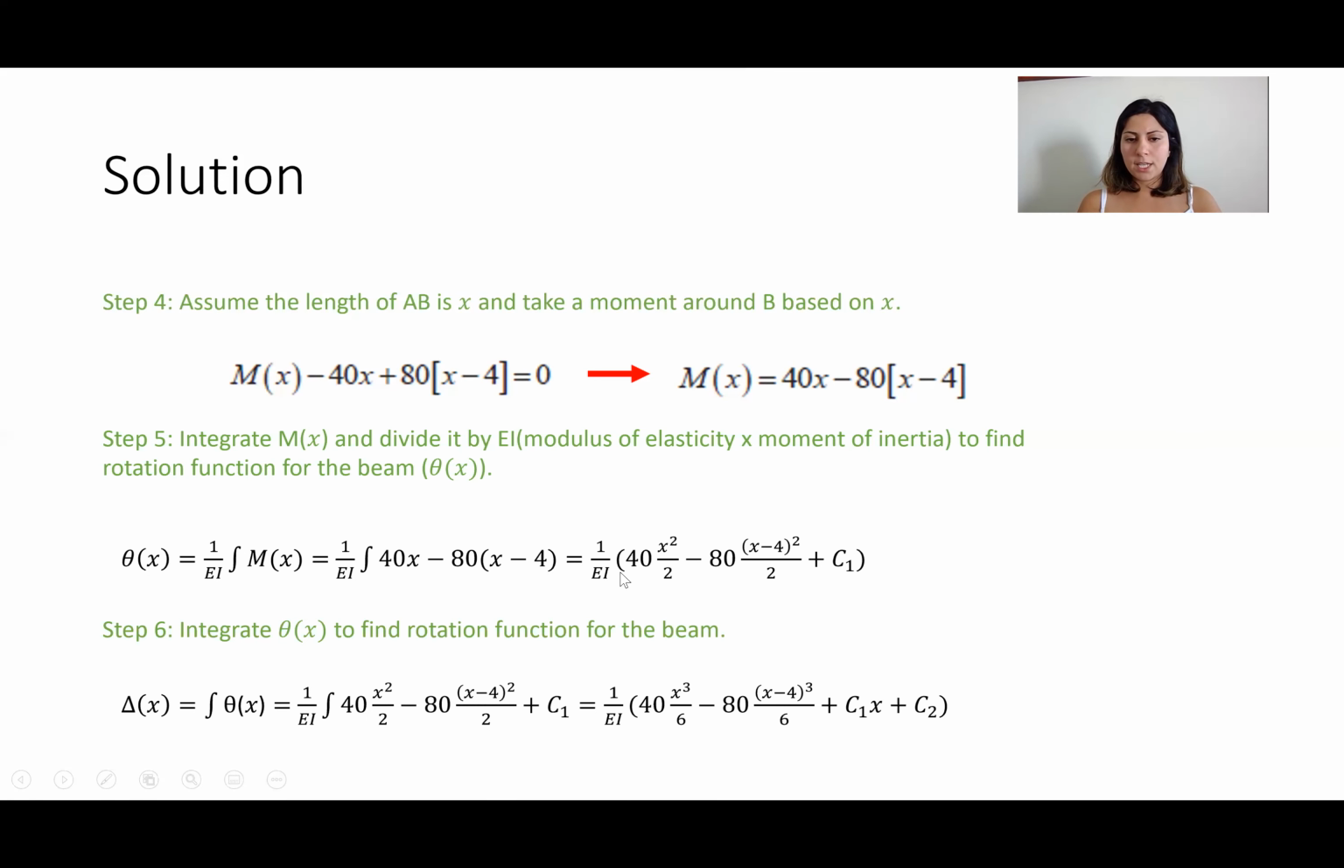2 minus 80. As you can see, we have x minus 4 and I keep it as a package, and I do not expand it. I don't say 80x minus 80 times 4. Just keep it as a bracket. And it gives you minus 80 times x minus 4 squared divided by 2 plus C1.